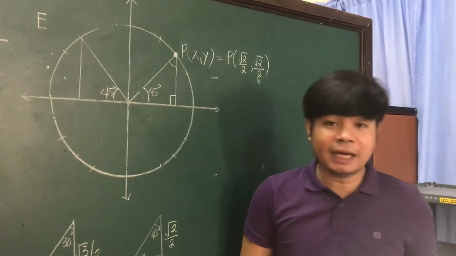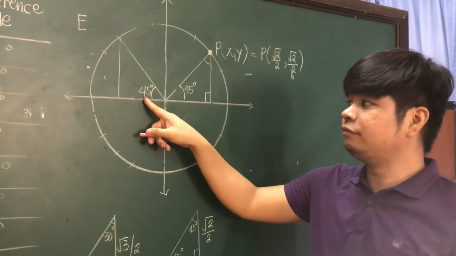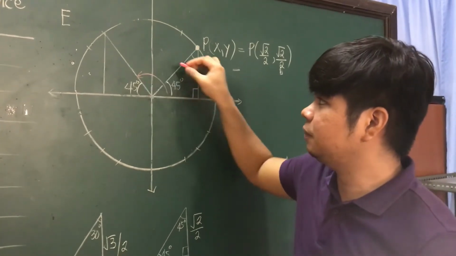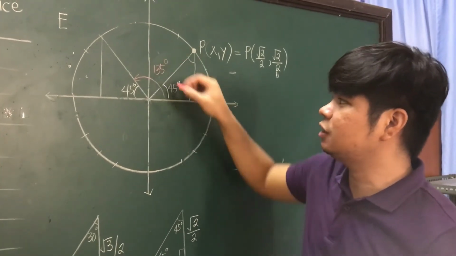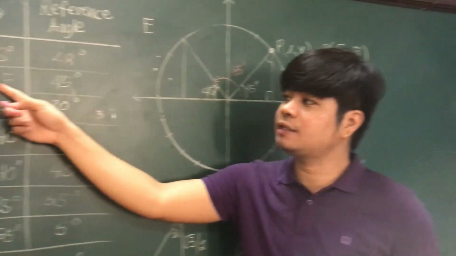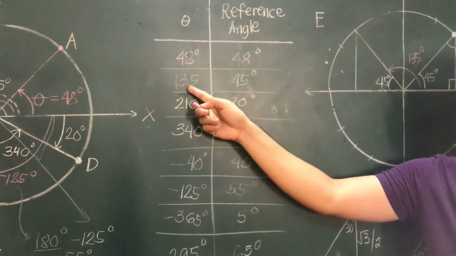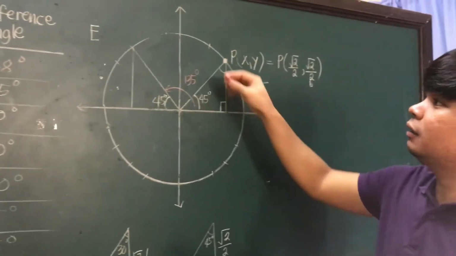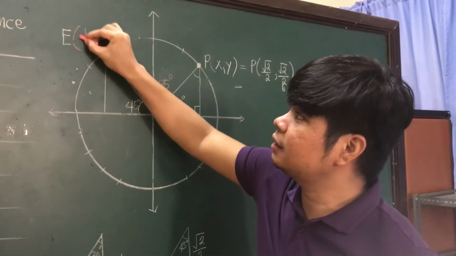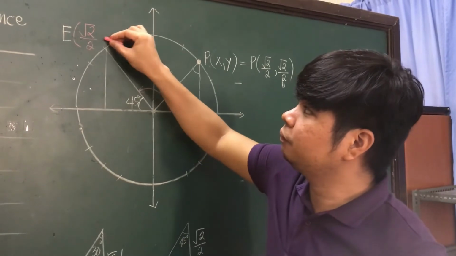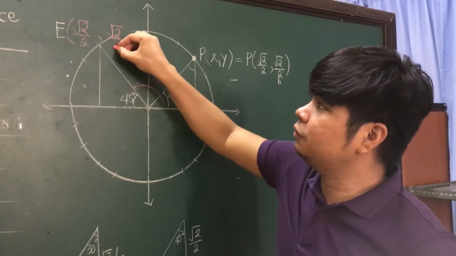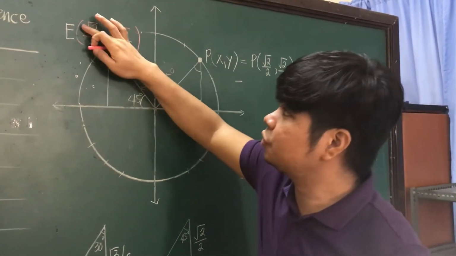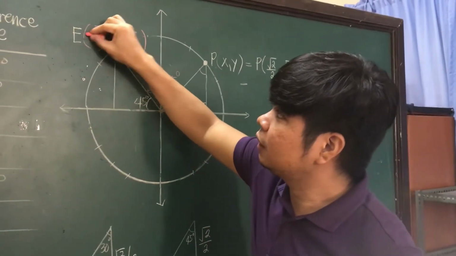But if we have another angle that has the same reference angle as the other, let's say the angle formed here is 135 degrees, which is also true because in our example, the reference angle of 135 degrees is 45. Then we expect that they have the same coordinates, square root of 2 over 2 and square root of 2 over 2. However, since it is found on quadrant 2, the x coordinate must be negative.